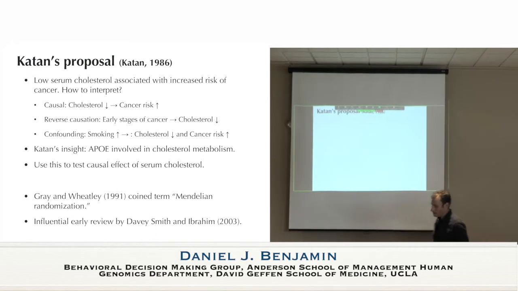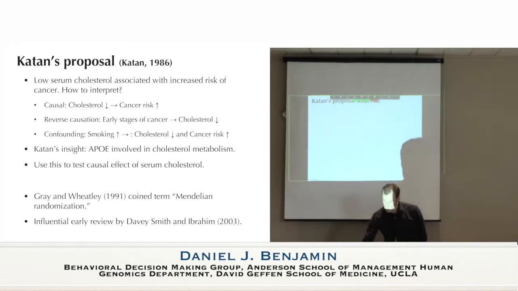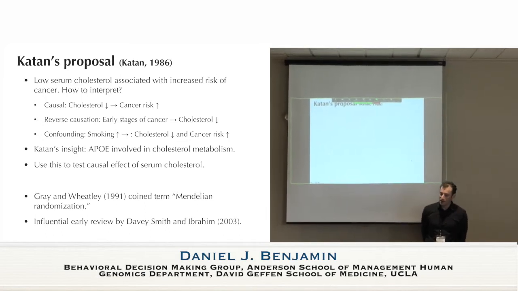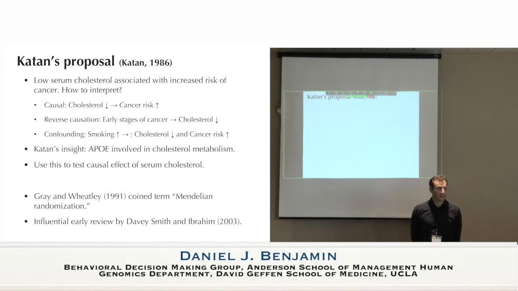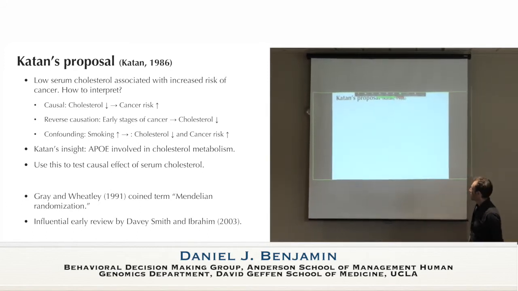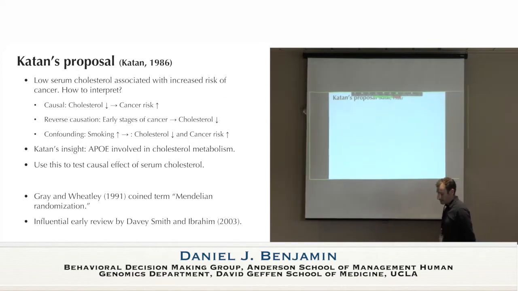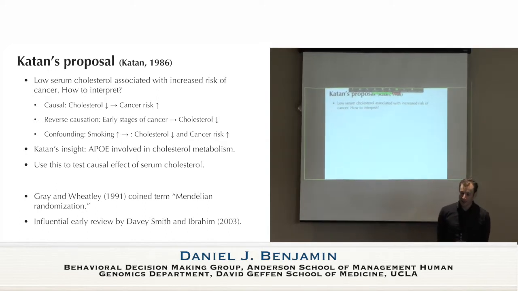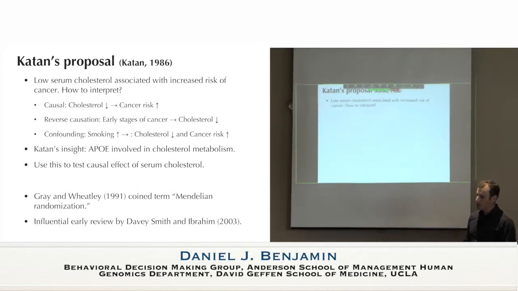Okay, so let me start with some intellectual history. Apparently the first appearance of Mendelian randomization in the genetic epidemiology literature is from a paper in 1986. The issue that the author Katan was struggling with was that it was known that low cholesterol levels in the blood were associated with increased risk of cancer. The question was, how do we interpret this epidemiological association? Is it causal? If we reduce someone's cholesterol levels, will it increase their cancer risk?